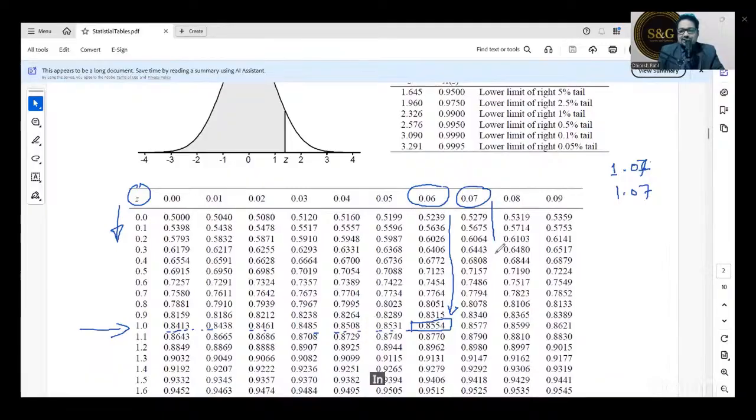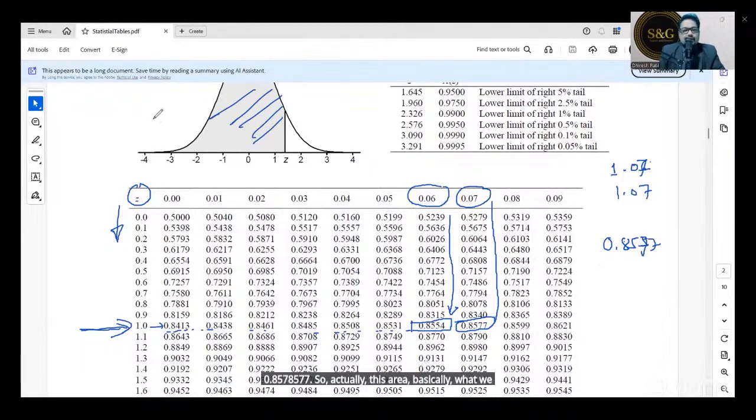In that case, just see this value, and it will come to 0.8577. Are you clear? This is the horizontal line for 1, and this is the 0.07 line, and this is coming to 0.8577. So actually this area is 85.77%. Are you understanding this?